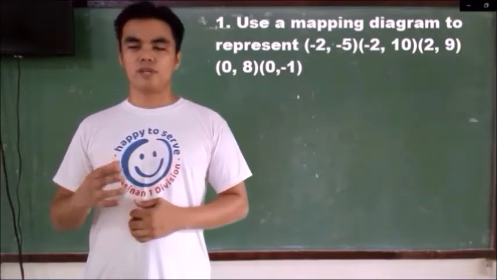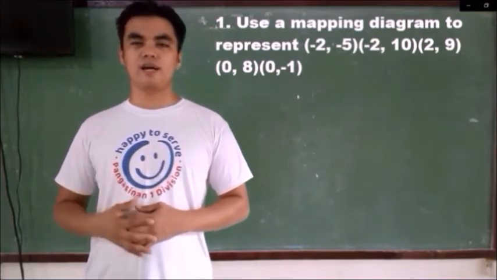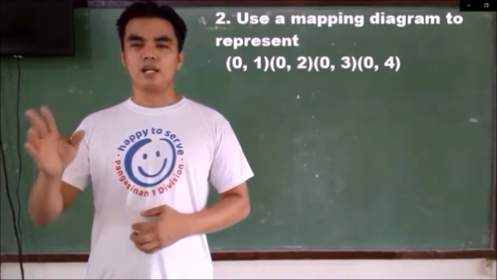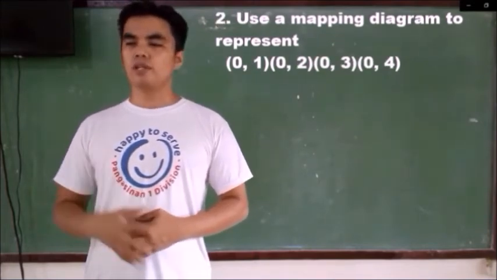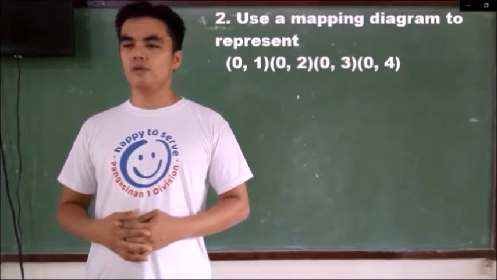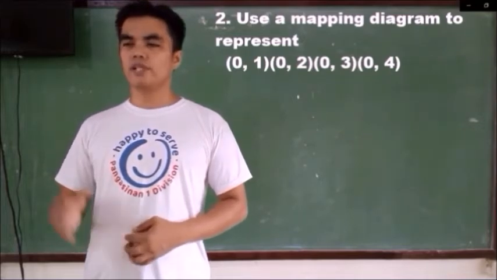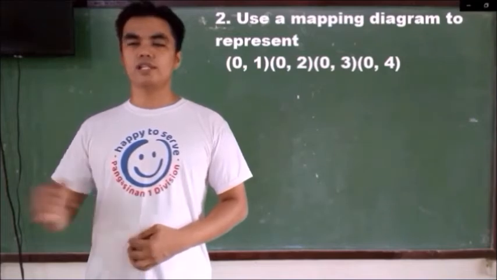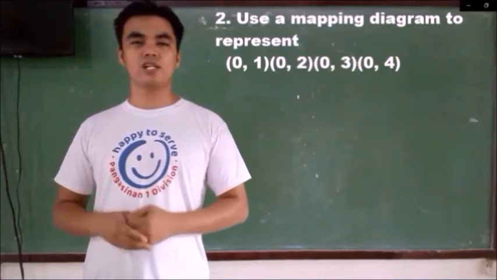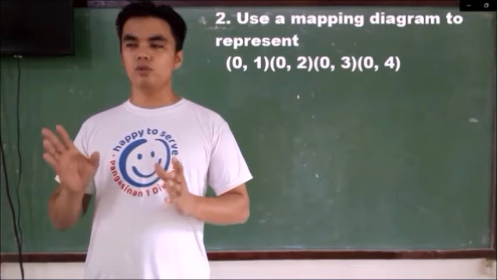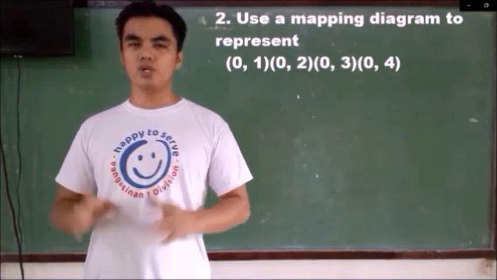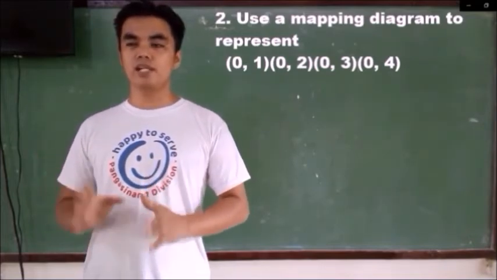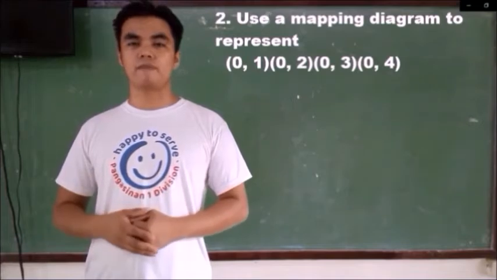Okay. Ngayon, let us have a second example. Number 2. So, meron tayong ordered pair dito. Meron tayong relation na (0, 1), (0, 2), (0, 3), and (0, 4). Okay, from this relation, we will be able to know if this is a function or this is just a mere relation using the mapping diagram.